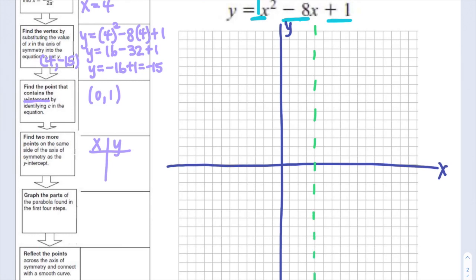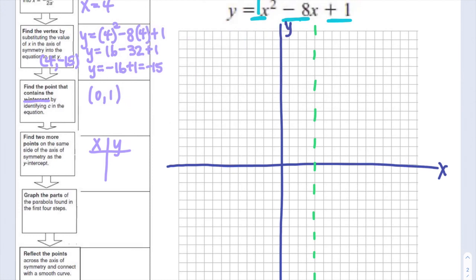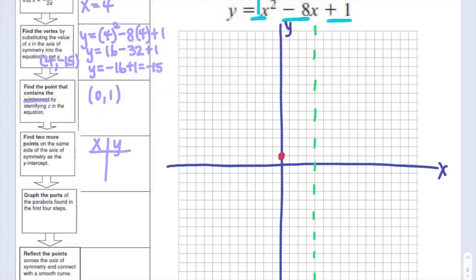Our vertex is at 4, negative 15. So I need to count negative 15. Perfect fit. And our y-intercept is 0, 1. All right, so when I'm choosing some x values here, I'm going to choose them to be on the same side of the axis of symmetry. So I'm going to use some simple numbers and just do 1 and 2.